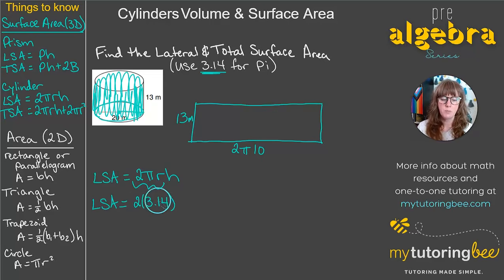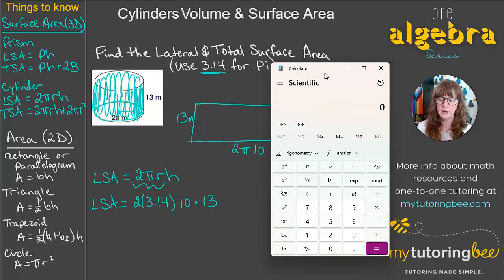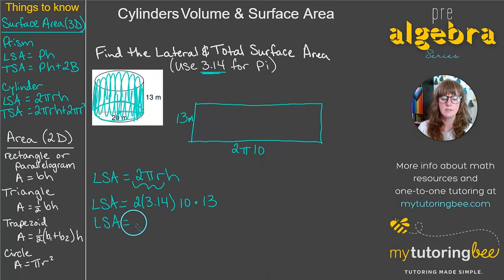So 2 pi, and then our radius is 10 times the height of 13. And I am going to go ahead and use our calculator to calculate all of this. Okay, so let's go ahead and put in 2 times 3.14 times 10 times 13. So all of these numbers are being multiplied together, so it does not matter what order we multiply them in. But I just went ahead and put them in the order that we see them, and we get 816.4. So our lateral surface area is 816.4.